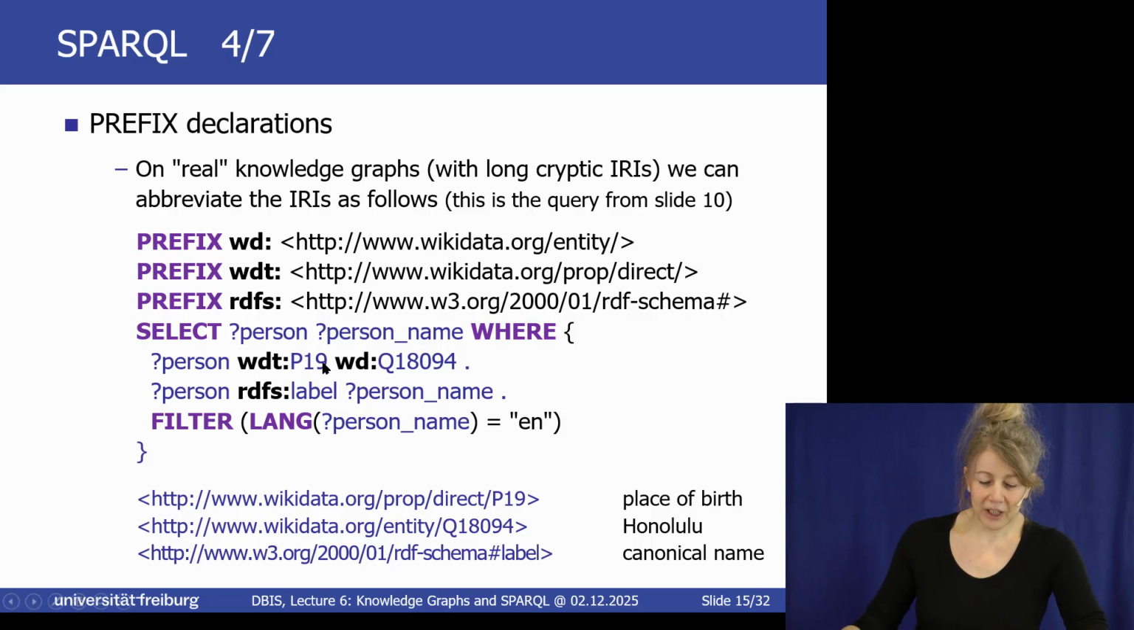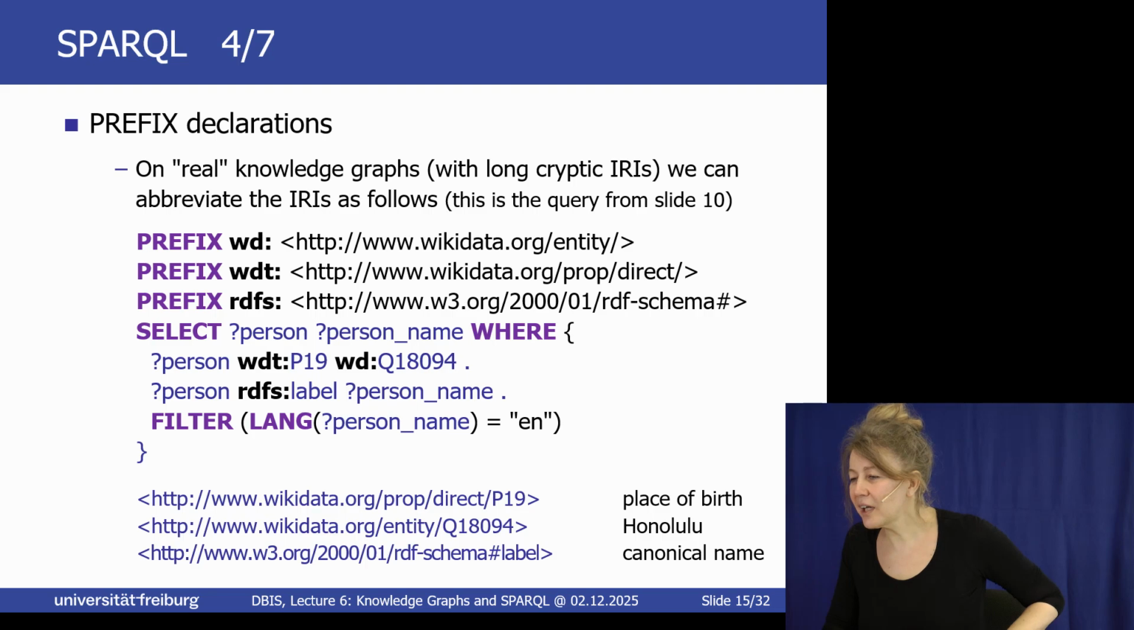And just to explain this query again, this here, WDT, stands for Wikidata Direct. It's exactly the same thing as this whole thing. And in Wikidata, if I go to that page, it just stands for place of birth.